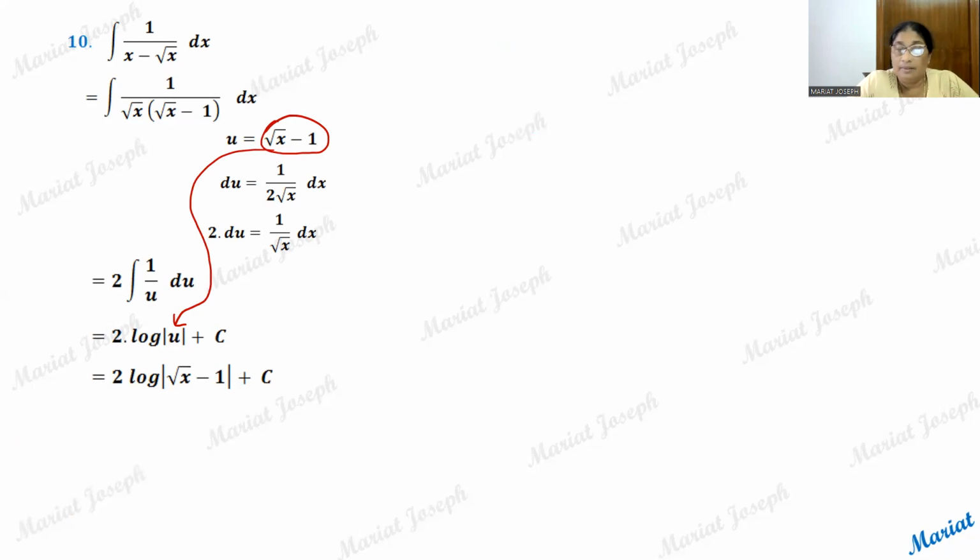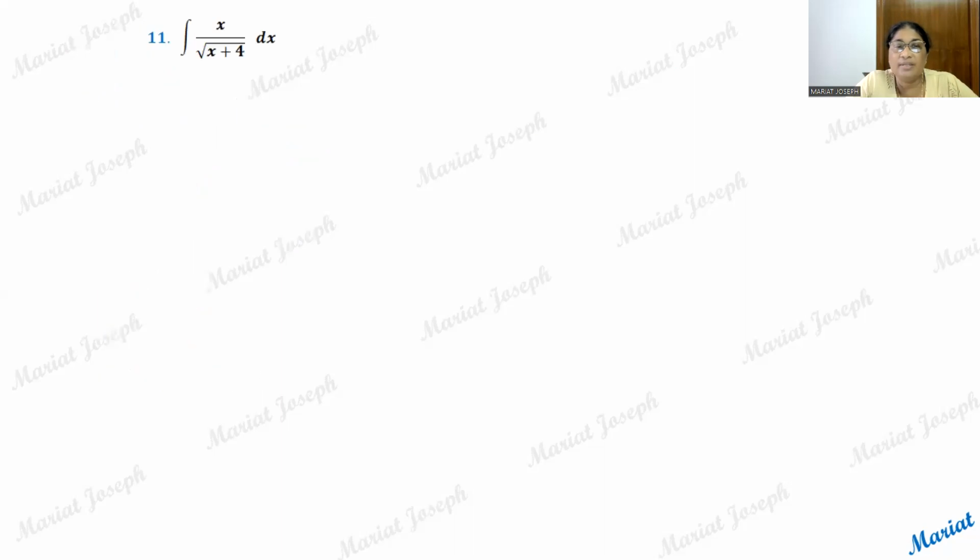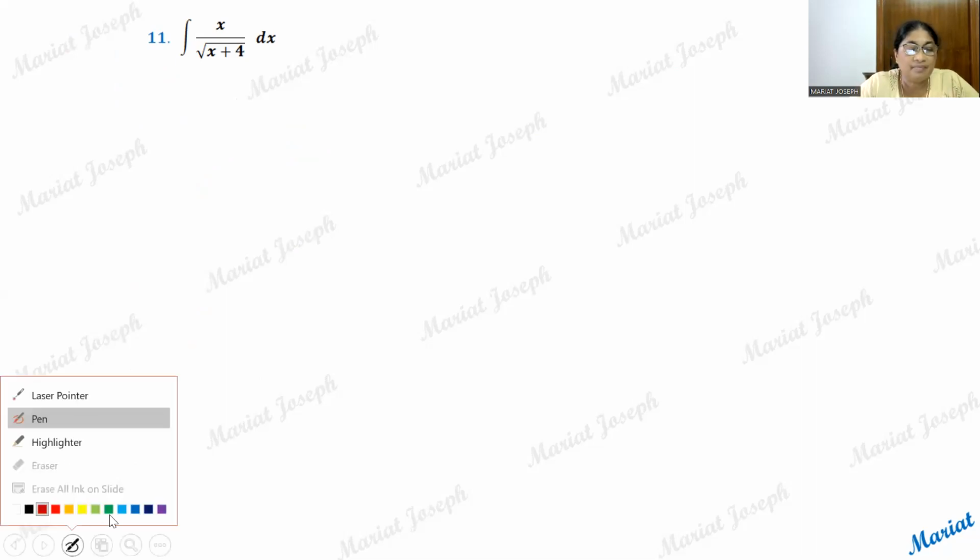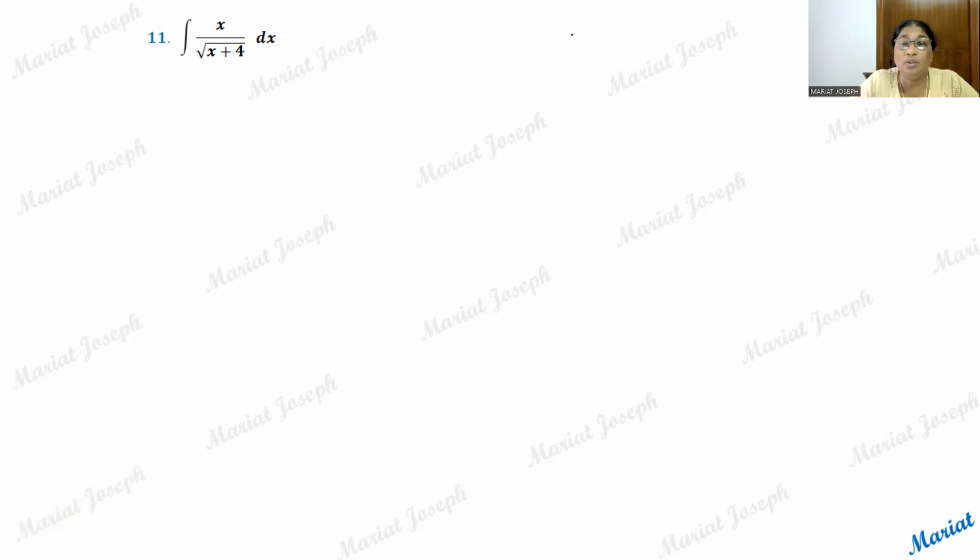Okay. Khushi, shall we do the next question together? Question 11. Look, we did this 7 and 7 star, right? It is also going to be like that. If it was x upon root of x square plus 4, the answer would have been easier.